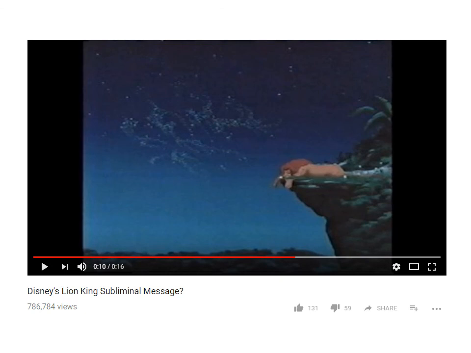This is the pertinent moment. So here you can see where Simba is sort of flopping down onto the ground here. The leaves all blow up into the wind, and they look like they form the letters S-E-X. This was a big controversy when people first started noticing this.